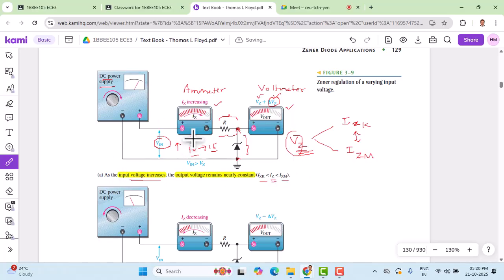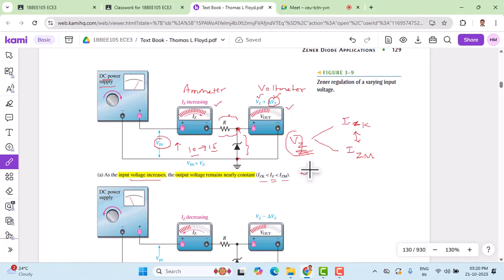So this is an example of an experimental setup which shows that if the input voltage is increasing, there is a corresponding increase in the Zener current. And since the Zener diode maintains a constant voltage across its terminals, the change in voltage is VZ plus delta VZ. Delta VZ is due to the increase in voltage, which is quite small and can be neglected. So this is the first experimental setup.